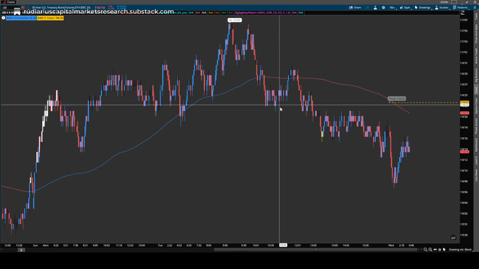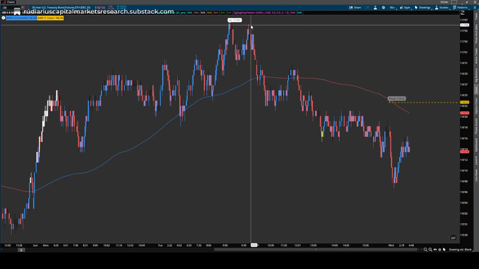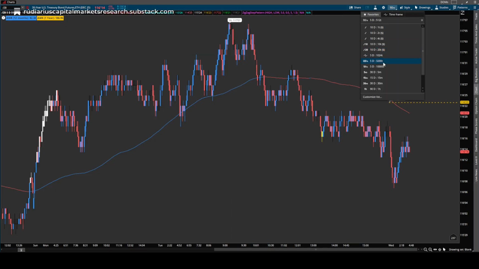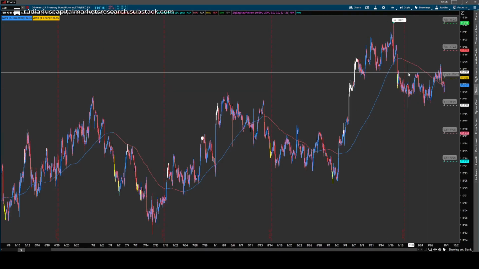This was a pretty decent sell. I felt like it came out of nowhere. I believe our final resistance for this week was 117.10, so it didn't quite make it to where I thought it would. But anyway, that was a decent sell yesterday.